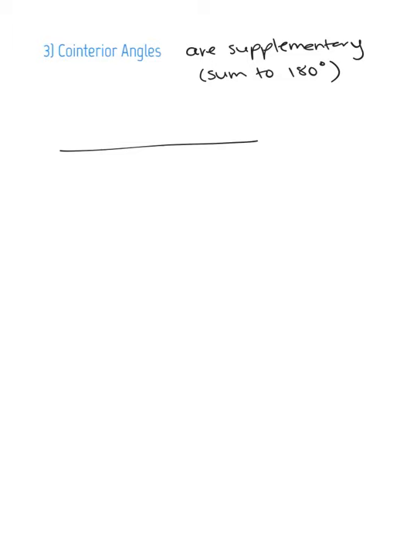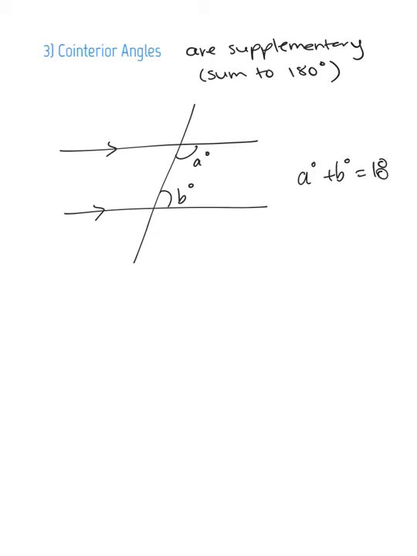Let's have a look. So we have two parallel lines. We're looking at the inside, so we have A degrees and B degrees. So we could conclude that A degrees plus B degrees gives us 180 degrees. That's called the co-interior. Let's have a look at an example.